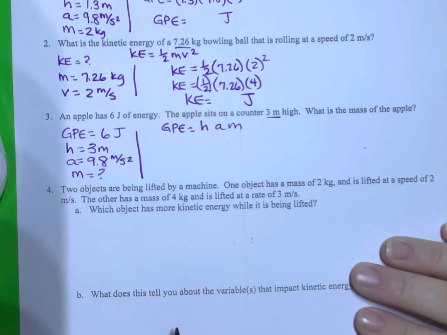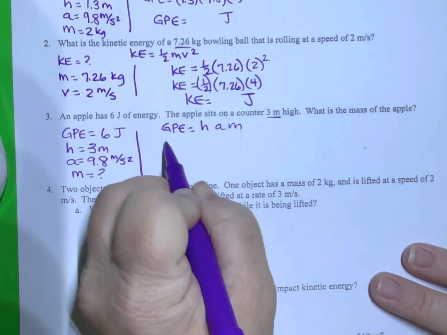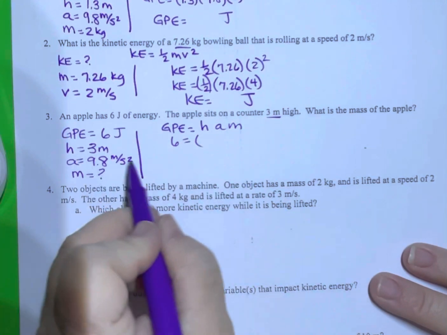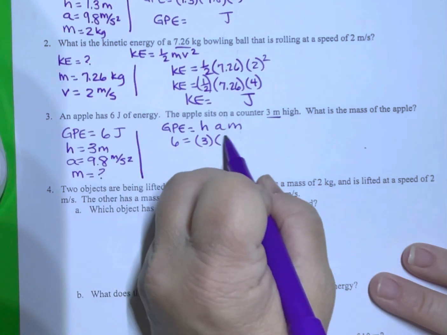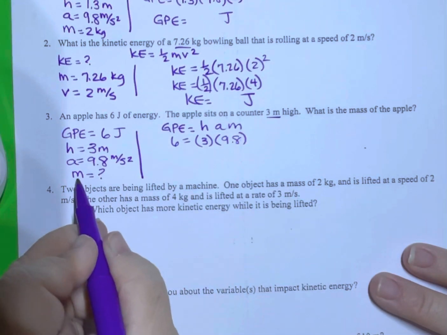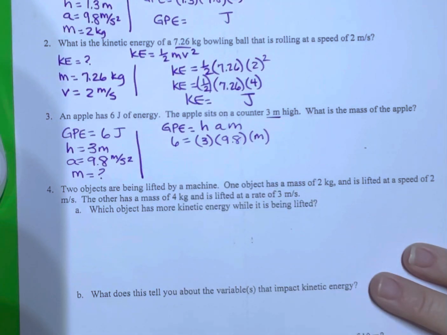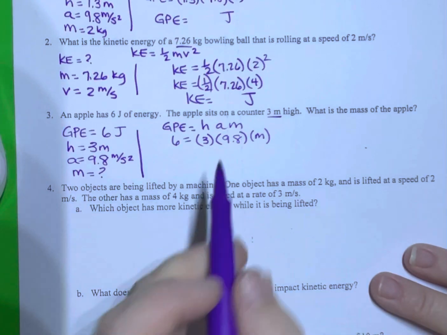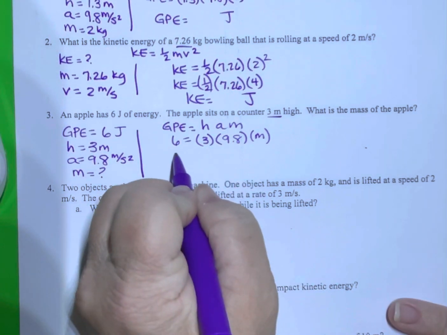So now we just plug in what we know and solve for what we do not know. So gravitational potential energy, 6, is equal to the height, which is 3, times the acceleration due to gravity, which is 9.8, times the mass, which is the m, because we don't know what that is. We're going to solve for that. If you were to take 3 and multiply it by 9.8, what would you get?